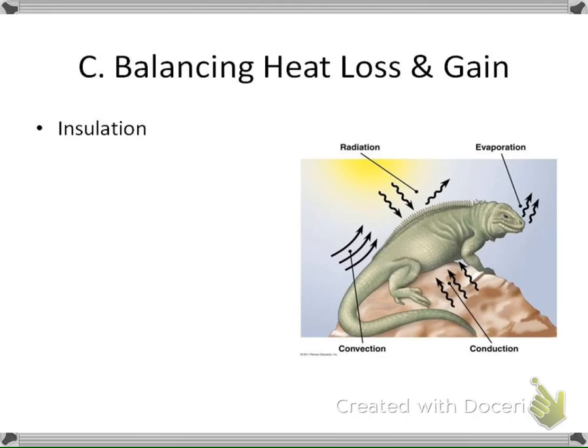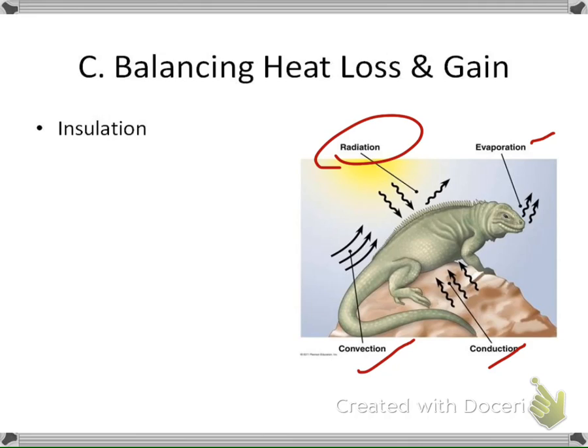Balancing heat loss and gain. Organisms, like objects, exchange their heat in four ways: radiation, evaporation, conduction, and convection. Heat is always transferred from an object of higher temperature to an object with lower temperature. And in mammals, most of these mechanisms involve the integumentary system, which is your skin.